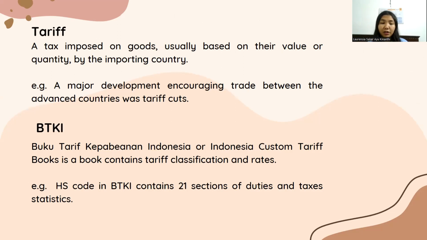Next one is BTKI. It is Buku Tarif Kepabeanan Indonesia or Indonesian Customs Tariff Book. It is a book that contains tariff classification and rates. The second example is, HS code in BTKI contains 21 sections of duties and taxes statistics.